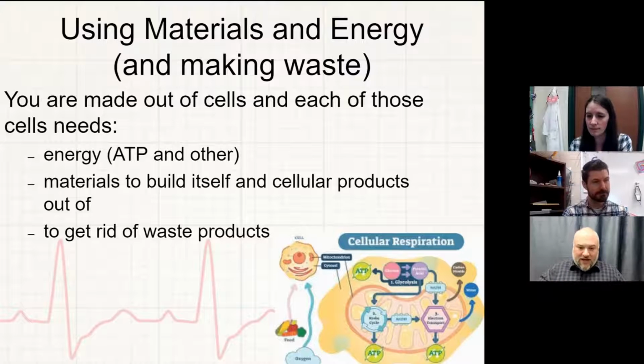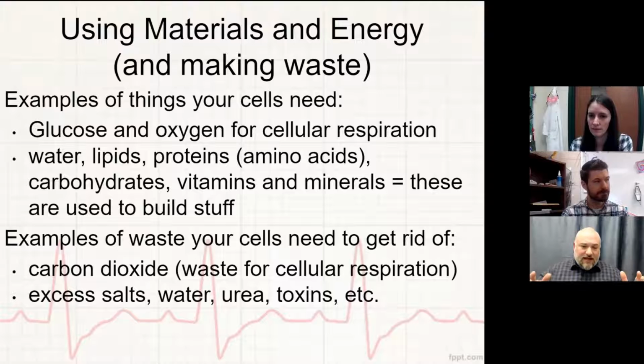So some of the things that our cells need to get to them are the raw materials to do that stuff, or to get rid of the waste products. Some of the things your cells need are things like glucose and oxygen, so we can carry out cell respiration to get energy for our cells, to charge up ATP. We need water, lipids, proteins in the form of amino acids, carbohydrates, vitamins, minerals, all those nutrients, those building blocks of our cells and the stuff that's in our bodies. If we can't get those to our cells when they need them, our cells will die, in which case we will die. So we need to get them there when we need them.